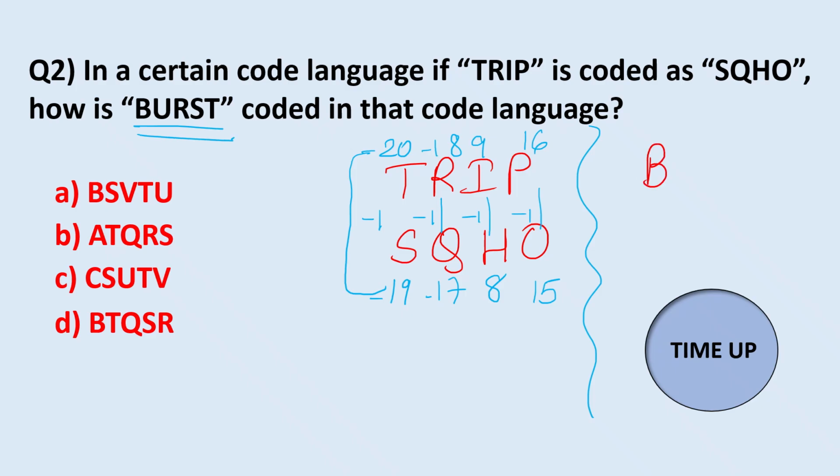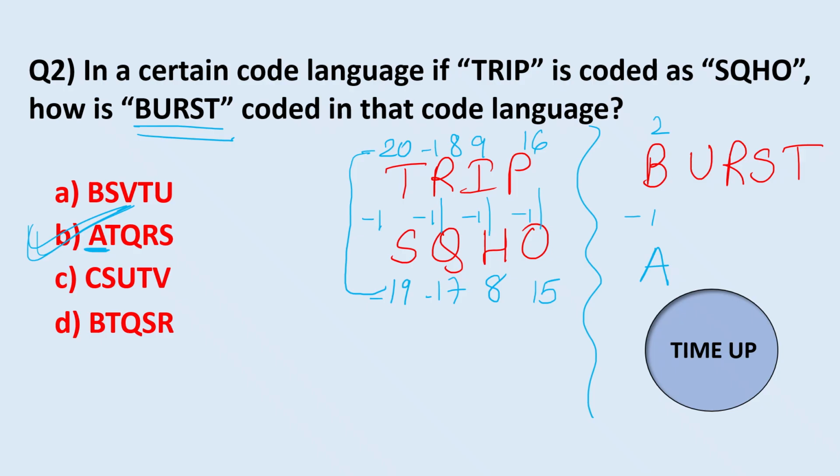B-U-R-S-T, correct? So B's place value is 2. 2 minus 1 I have to do. What will I get? I'll get A. So see, in the options you can eliminate. Only in one option you have the starting letter as A. So obviously the correct answer will be option B. No need to solve further also. But for y'all, I'll solve this. Okay.